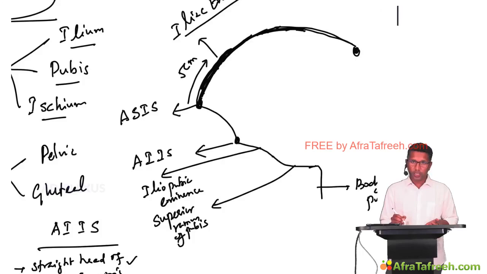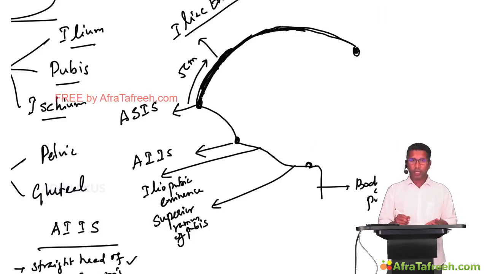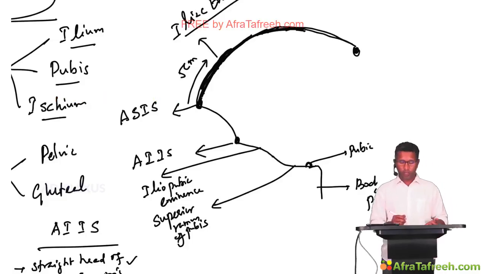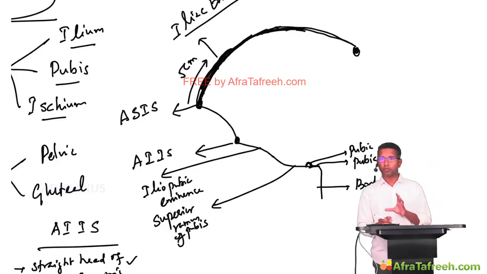Okay, so if you see the superior ramus of the pubis, it presents a small elevation, and this elevation is called the pubic tubercle. Medial to the pubic tubercle, you have the part of the superior ramus which is called the pubic crest. So these are all certain parts of the pubic bone.